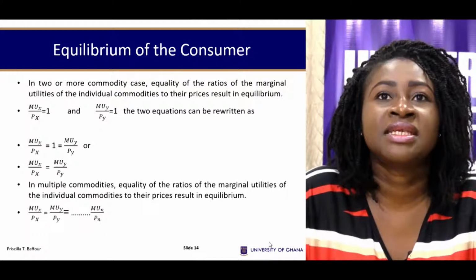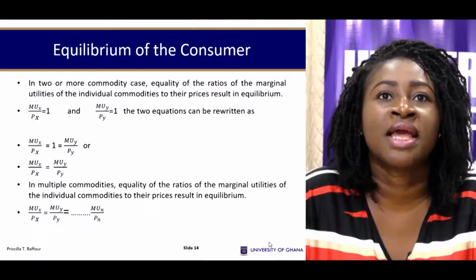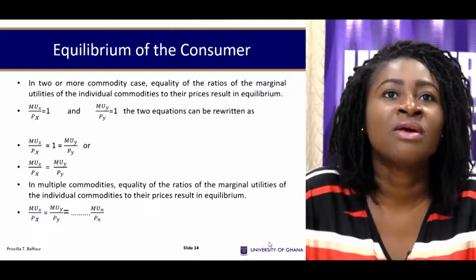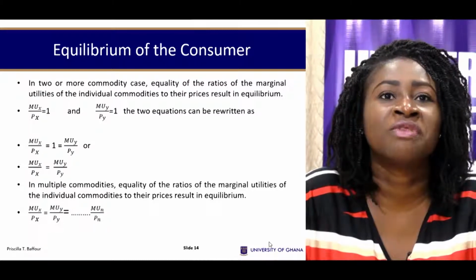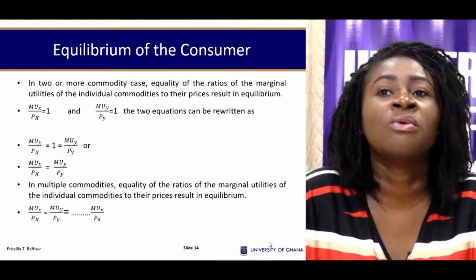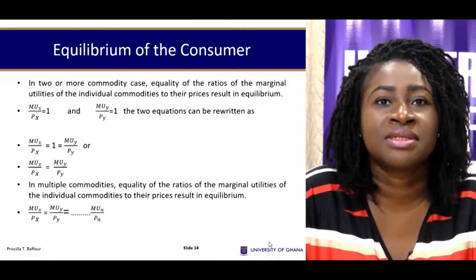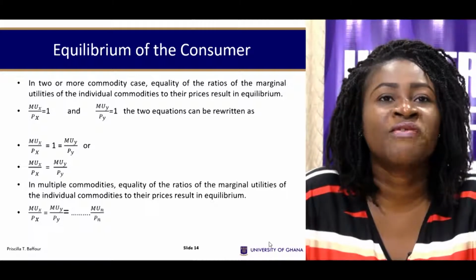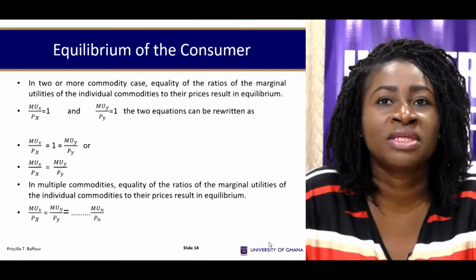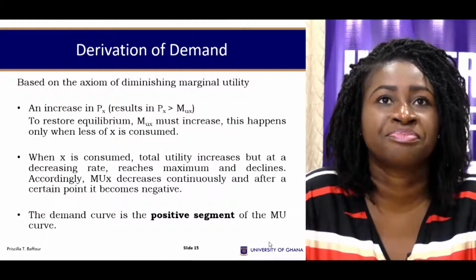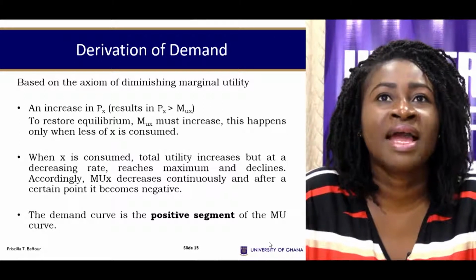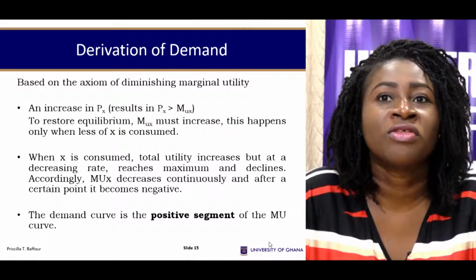In a two-commodity case where the consumer is consuming goods X and Y, the ratio of the marginal utility to the price of X would have to be equated to the ratio of the marginal utility of good Y to the price of good Y, right? So this is also the same scenario when the consumer is consuming n commodities. This ratio for every commodity would have to be equated for the consumer to be in equilibrium. So based on all this that I have discussed, how do we derive the demand curve for the consumer?